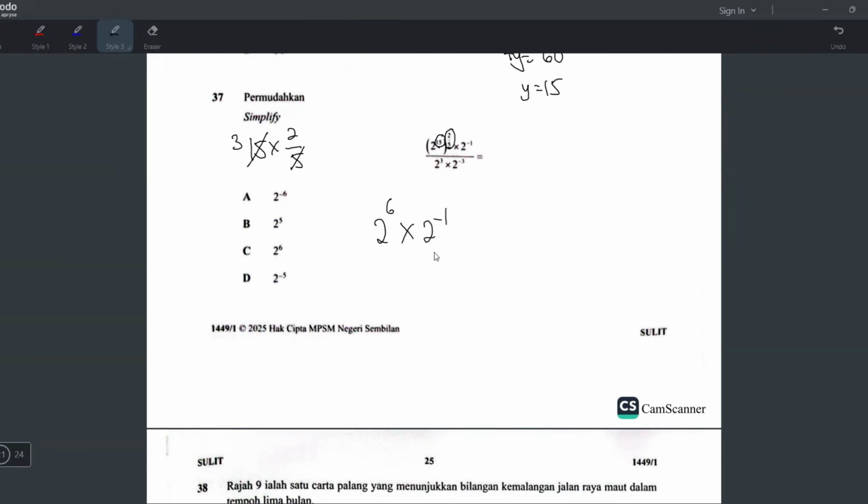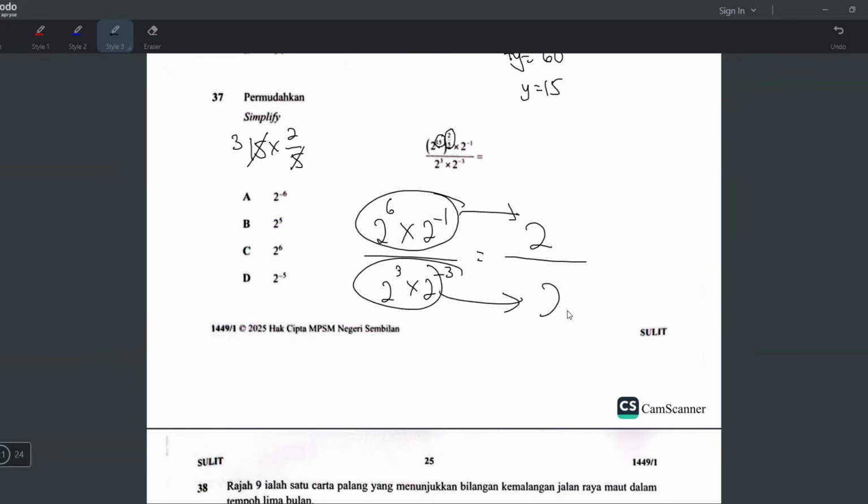Multiply with 2 power negative 1 over 2 power 3 times 2 power negative 3. So let me tell you what I will do now. I will do the top first, and then make it a single base, and then make the bottom a single base too, then only I will divide. Because on top it's the same base multiplication, so actually we can do it. So 2 power 6 times 2 power negative 1, we can actually do it.